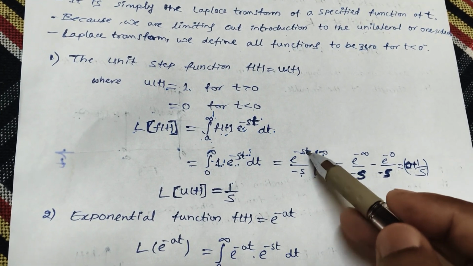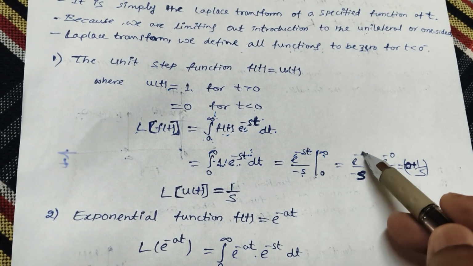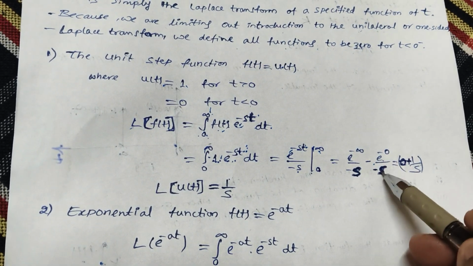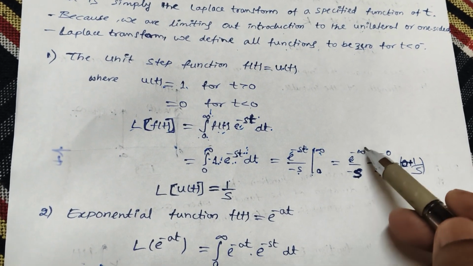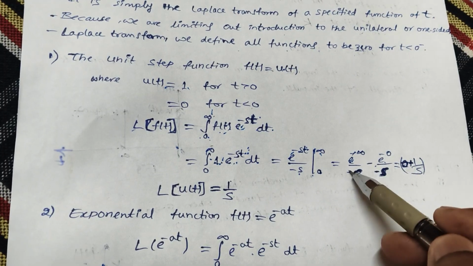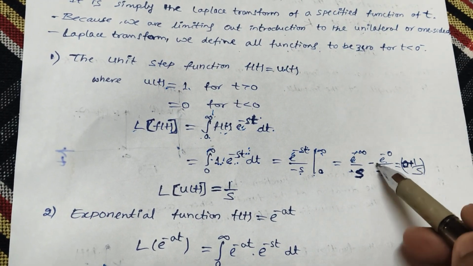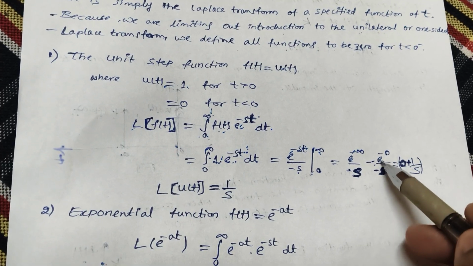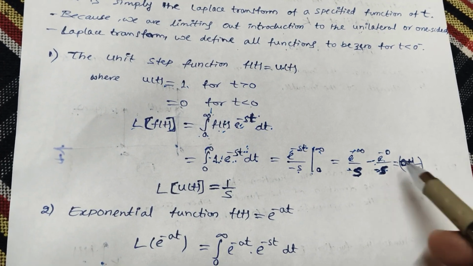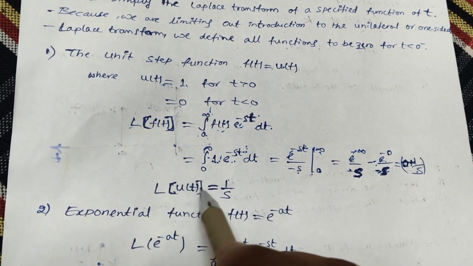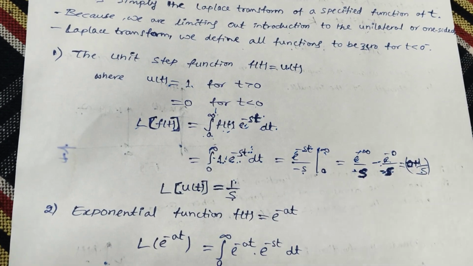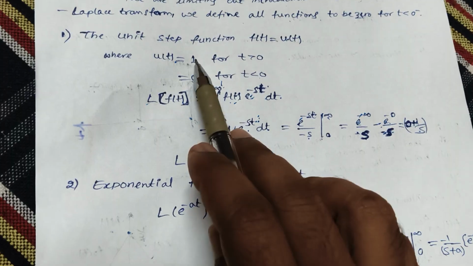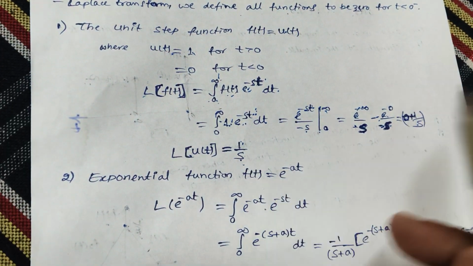If we substitute infinity, e power minus infinity by minus s, and for 0, e power minus 0 by minus s. So e power minus infinity is nothing but 1 by e power infinity, 1 by infinity, which is equal to 0, and e power 0 is equal to 1, so minus 1 by minus s, which is equal to 1 by s. So the Laplace transform of the unit step function is 1 by s. If you have any constant k, that will become k by s.